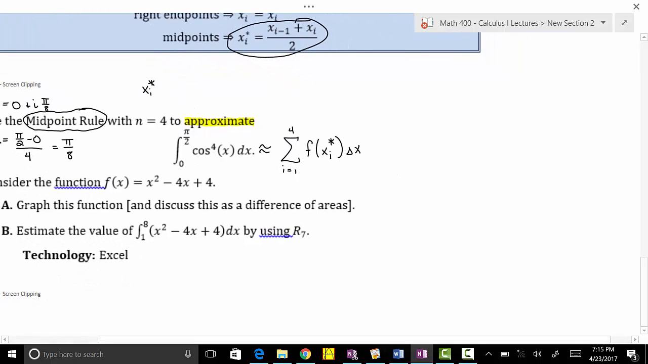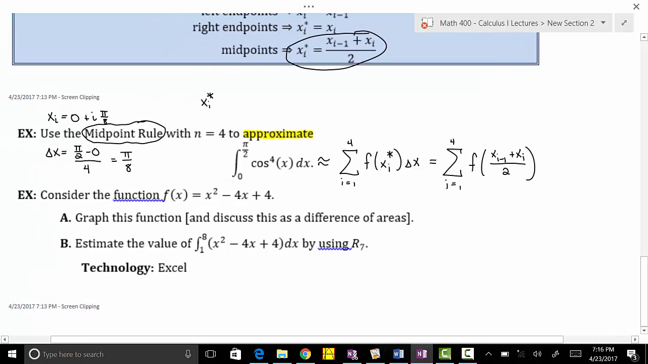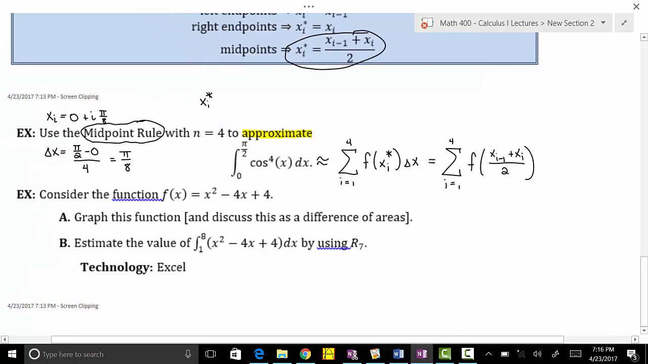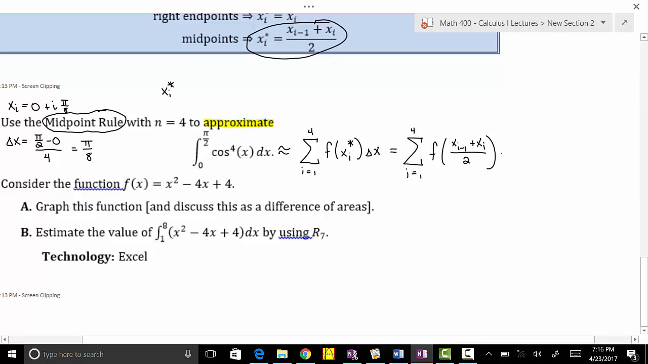So let me go ahead and at least clean this summation up a little bit. i equals 1 to 4, and this is going to be f of x sub i minus 1 plus x sub i, all divided by 2. That's the midpoint. And then we just computed that delta x is pi over 8. So times pi over 8.